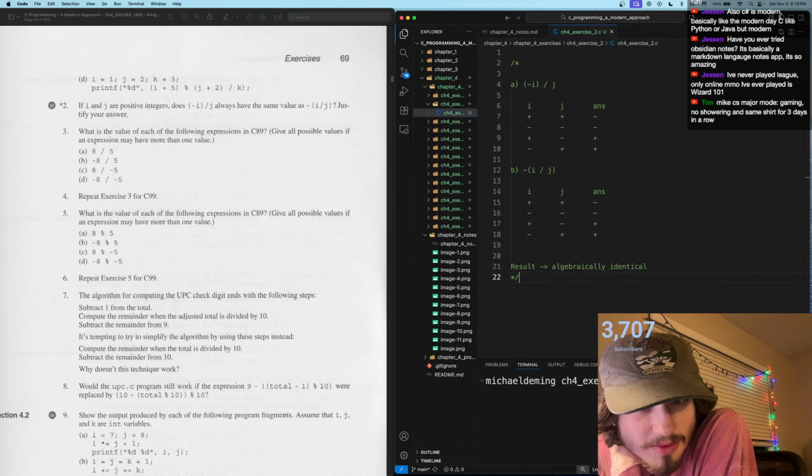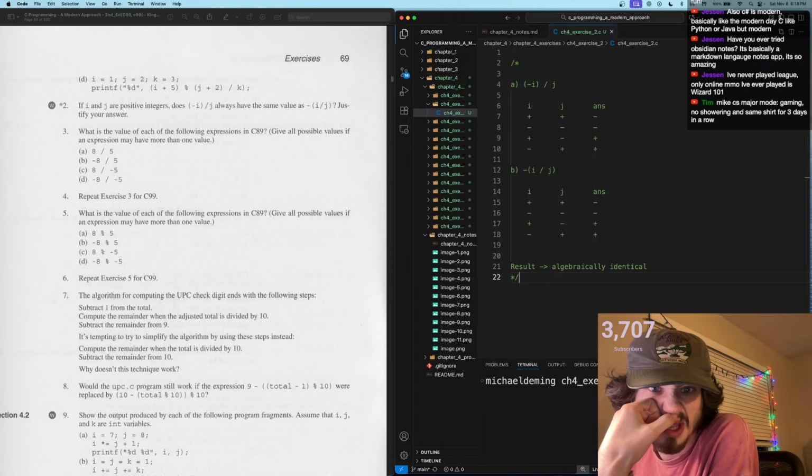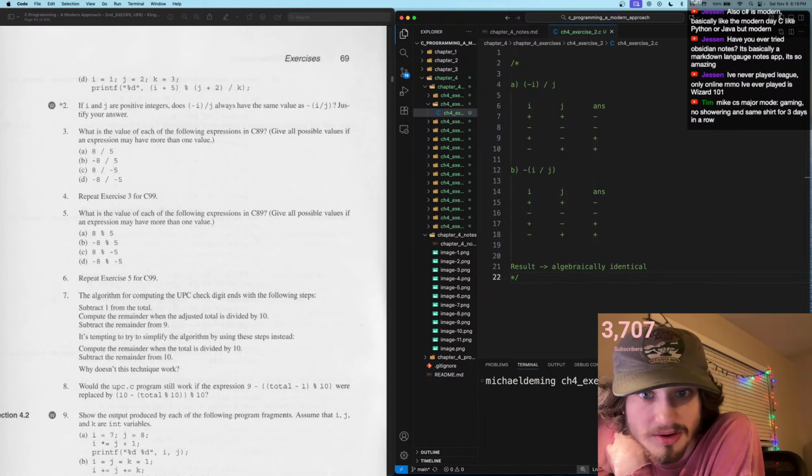C# is a language made by Microsoft. It is great for game development especially, but it's often used in the business world. It can be used to make apps of any kind. It's very fun. Also, C# is modern, basically like modern-day C, like Python or Java, but modern.